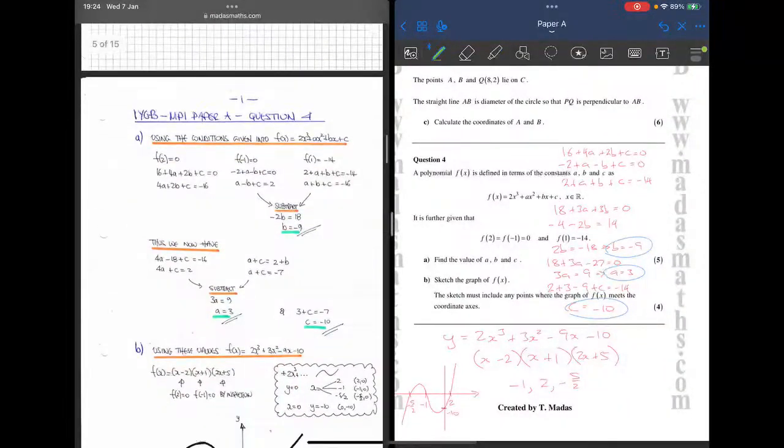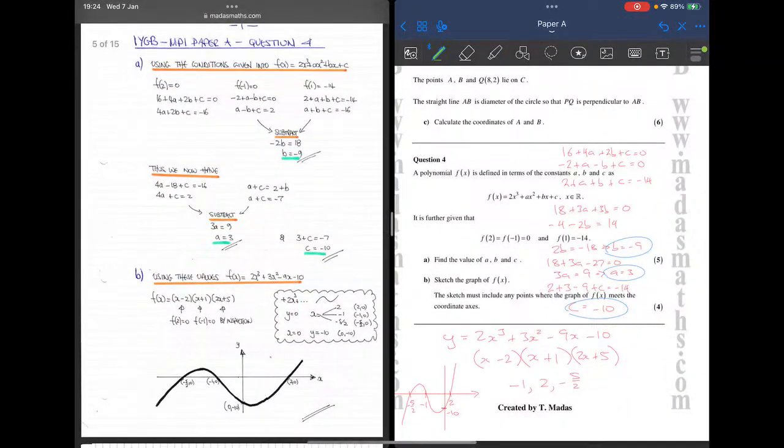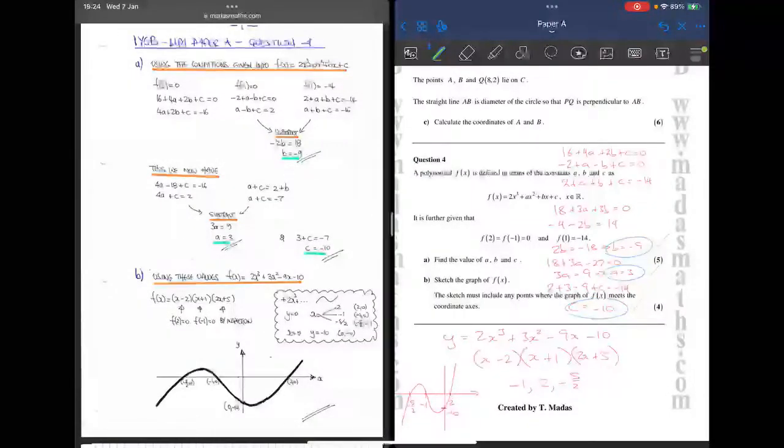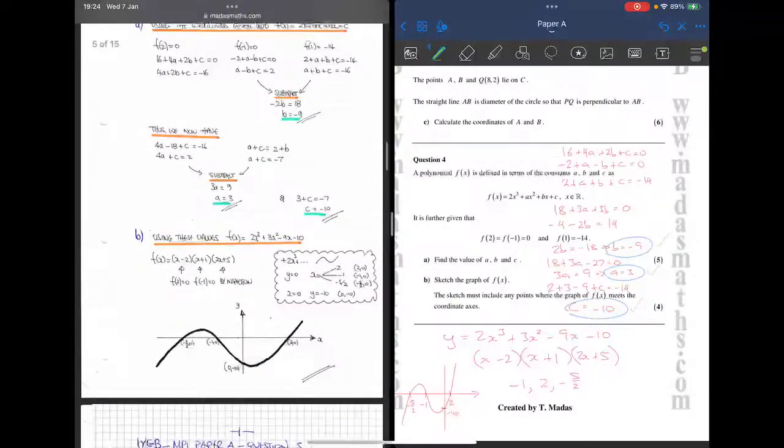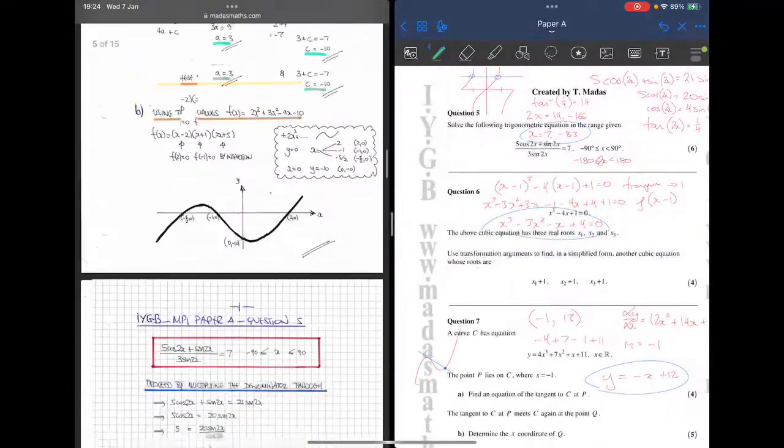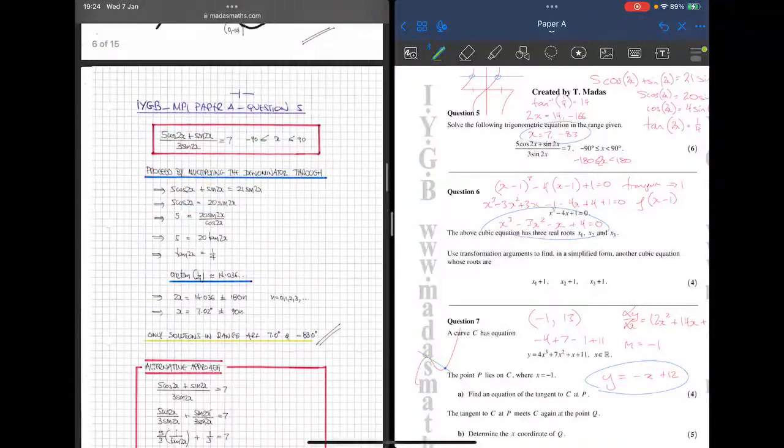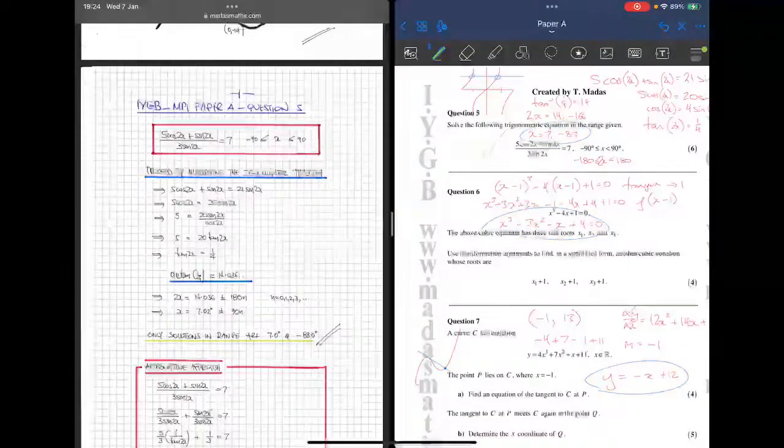What numbers do we get for question 4? A was 3, B was minus 9, and C is minus 10. Lovely. So we get the roots of 2, minus 1, and minus 5 over 2. So that's all looking good as well. Question 5, what did we get? 7 and minus 83. I did round it, but yeah, 7 and minus 83. Lovely, jubbly.